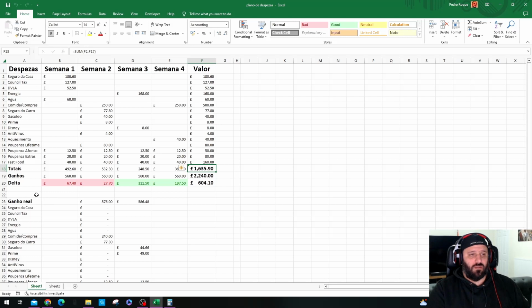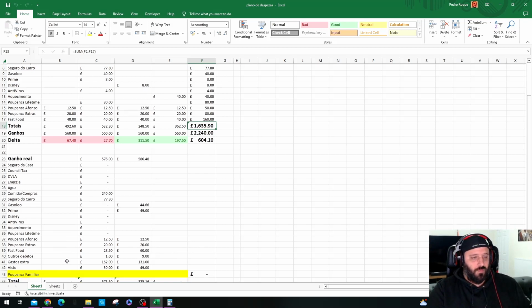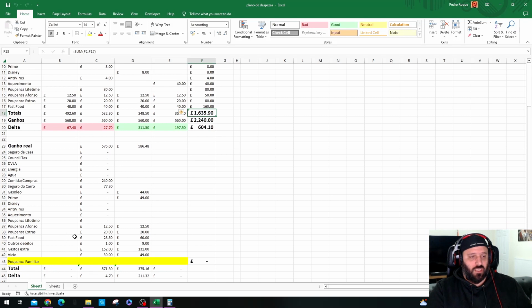I put the real earnings over here and the real expenses over here, because sometimes we get to renegotiate some stuff and it changes. In the fast food, for example, or the takeaway, I usually put the values in exactly as they come, so that we can have an accurate value. I even get other debits and extra expenses, even addictions.